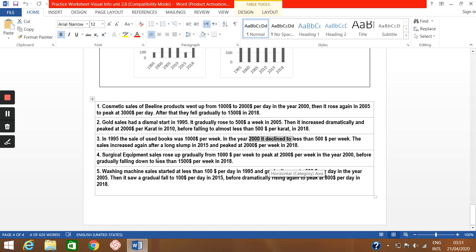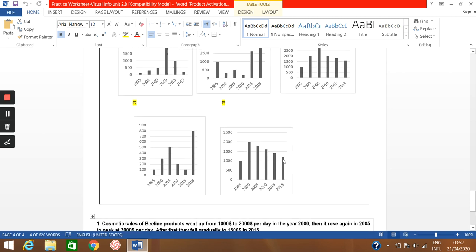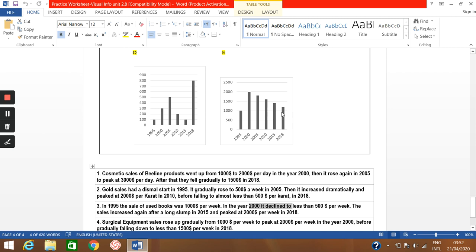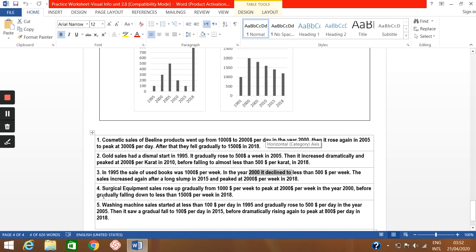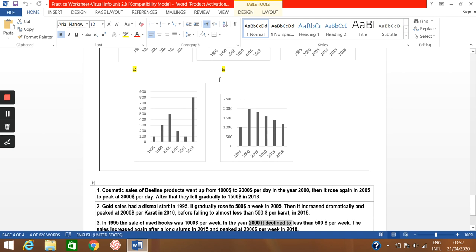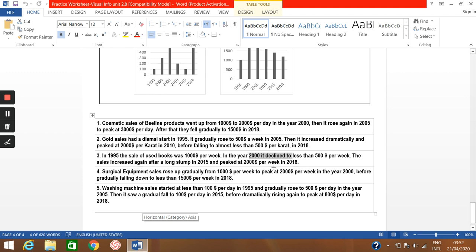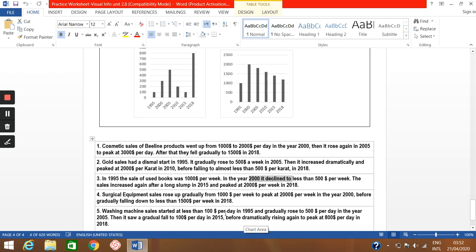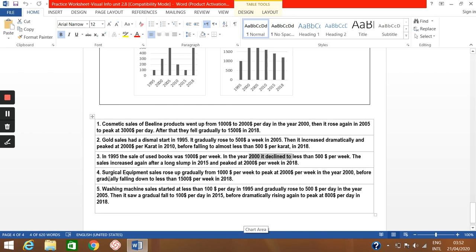Therefore, if you double check it again and read once again, surgical equipment sales rose up gradually from 1,000 per week to peak at 2,000 per week in the year 2000. In the year 2000, yes, it peaked. Then after that, what happened? Before gradually falling down to less than 1,500 per week in the year. Yes, less than 1,500. So definitely, our choice for this report is graph E. So 4 goes with E here. And of course, automatically, the last one remaining, report 5, should match D.